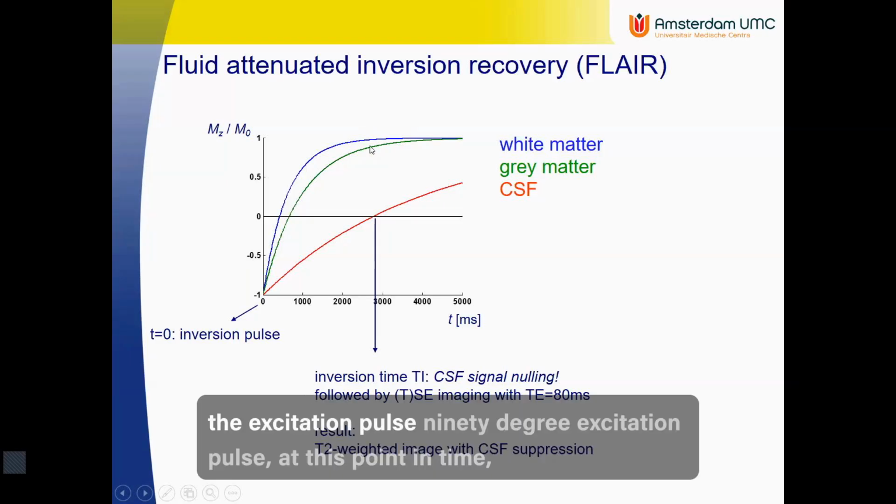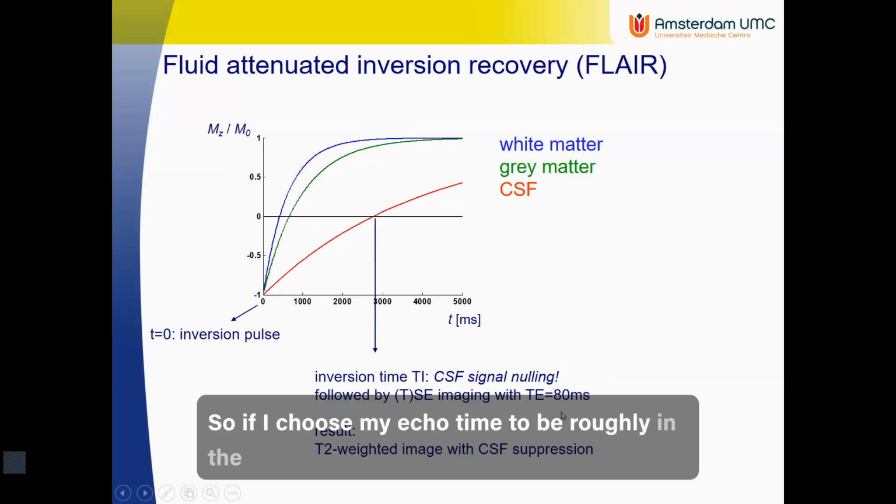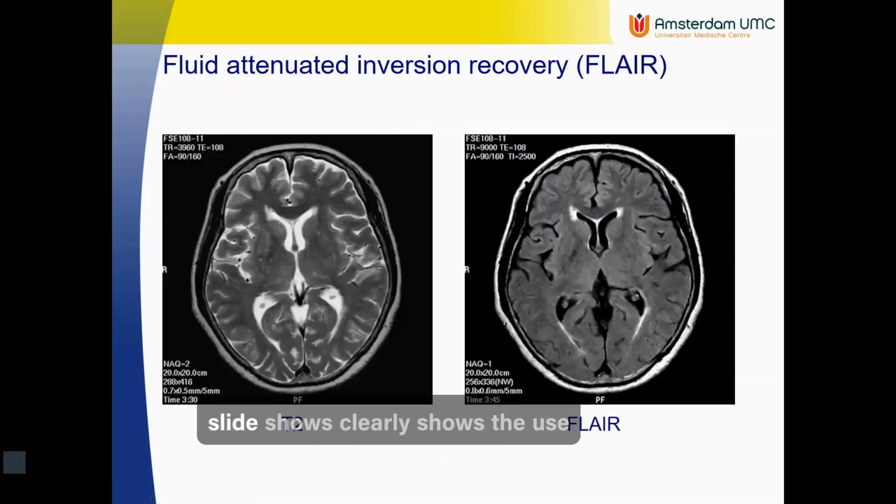So if I do the excitation pulse at this point in time, I can add T2 weighted contrast because I don't have a lot of T1 weighted contrast between gray matter and white matter. So if I choose my echo time roughly the same order of magnitude as the T2 of the tissue, gray matter, white matter, I will get a T2 weighted image, but with the CSF suppressed. This slide shows clearly again the usefulness of that trick.